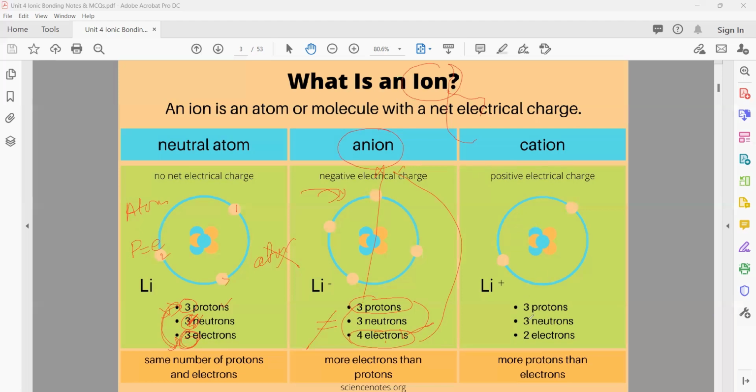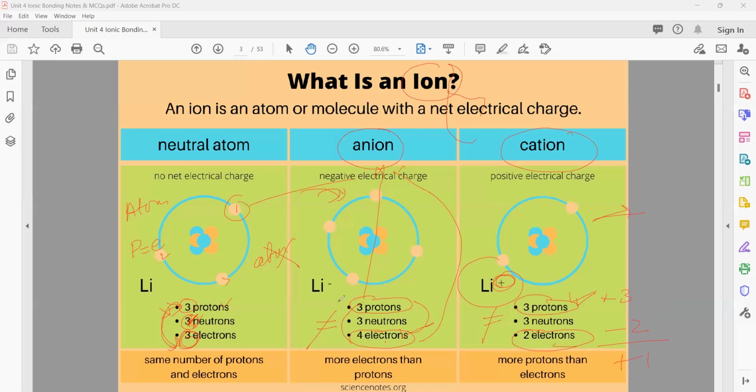But if lithium loses one electron, before it has 3, it loses 1. So how many electrons are left? 2. So now how many protons? 3. How many electrons? 2. They are equal? No. But which one is more? Proton. So it is known as a cation. And if the proton is more, you know proton has which charge? Plus. So how many charge? You can say plus 3. And what does electron have? Negative. So negative 2. What will the answer be? Plus 1. So it will get the positive charge.